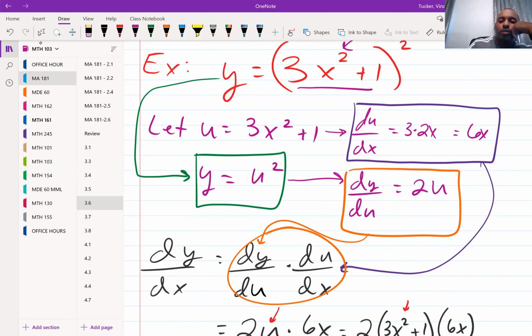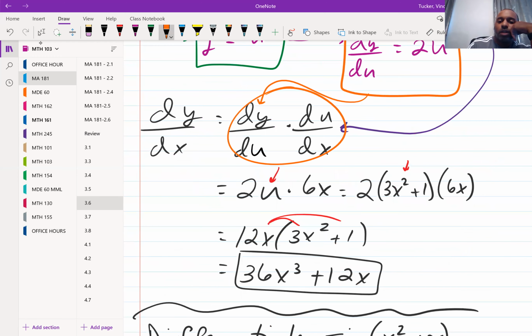So that's 2u times 6x. Put our u back in there, which is 3x squared plus 1. And then simplify the expression, and that's how we got 36x cubed plus 12x.